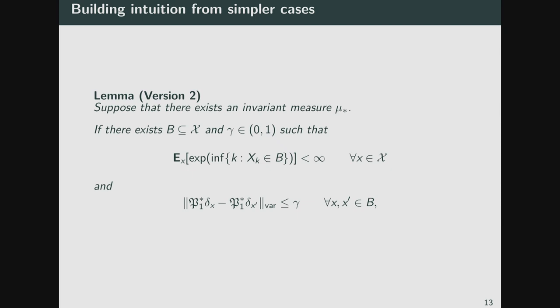So it still goes through a coupling. And it's that if you have this estimate only in some set, but the time you need to wait to get into this set does not have too big of a tail, then you're good to go. You have exponential mixing. And the idea is the following.